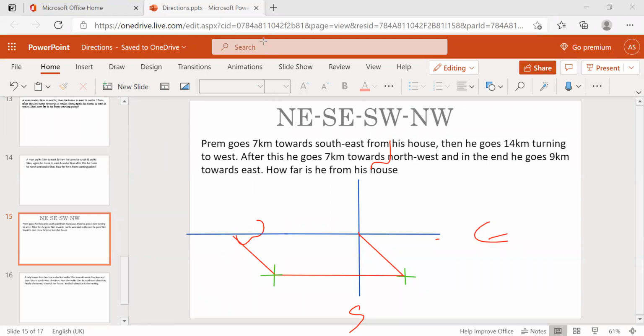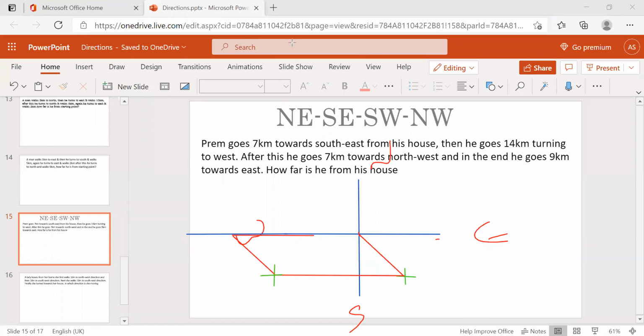Now, so again he reaches this point. What they're saying is 7 kilometers northwest, and in the end he goes 9 kilometers towards east. From here towards east, how many kilometers? 9 kilometers. Okay. Now you just see.